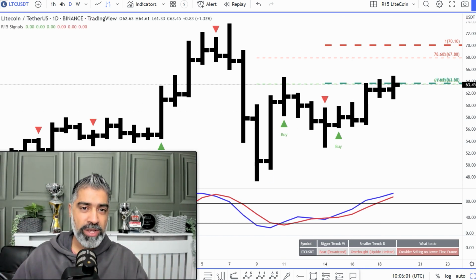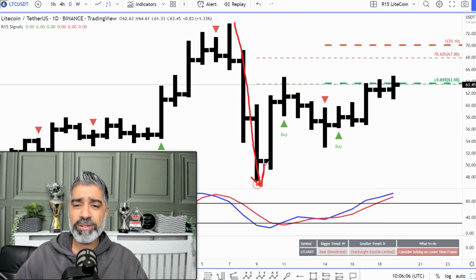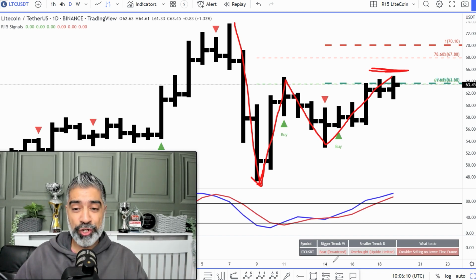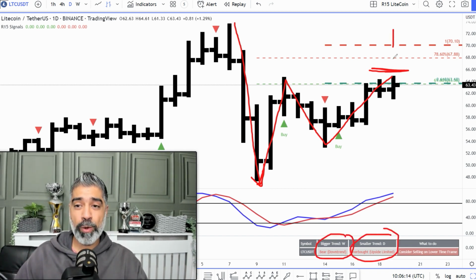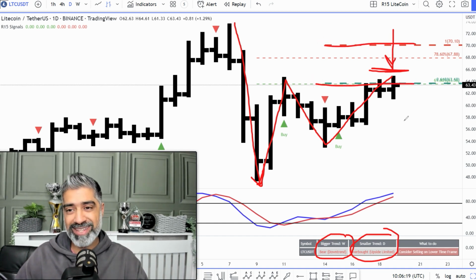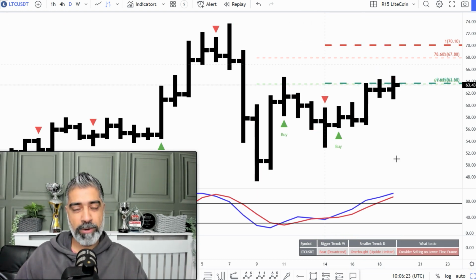So check this out. Litecoin has moved to the downside, but it looks like it's done this A, B, C correction. And when the trend is also indicating that this is a local top with what's called a Fibonacci price zone, then we're likely to see a follow through. Now, I'm going to talk to you today about stop losses as well and a few other things.